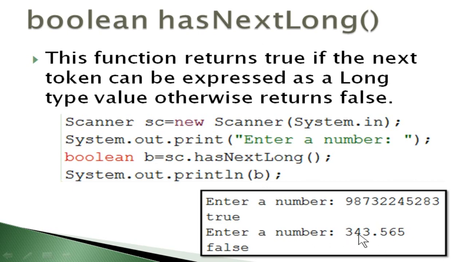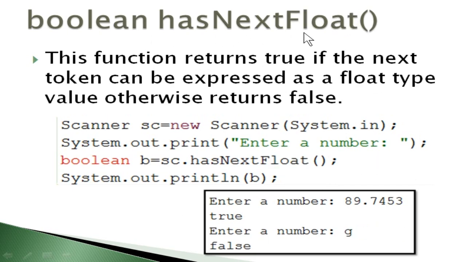Next you can see an example where you have decimal values. It is a floating point number. Since it is a floating point number, it is not an integer value, so it returns false, which will be stored in b and displayed here. Next is hasNextFloat.